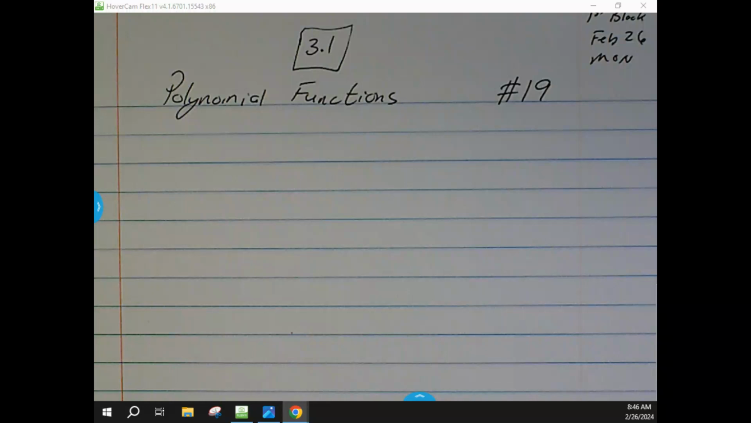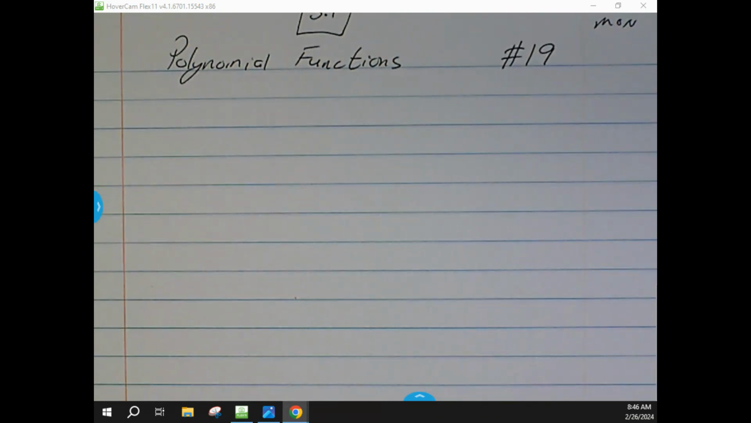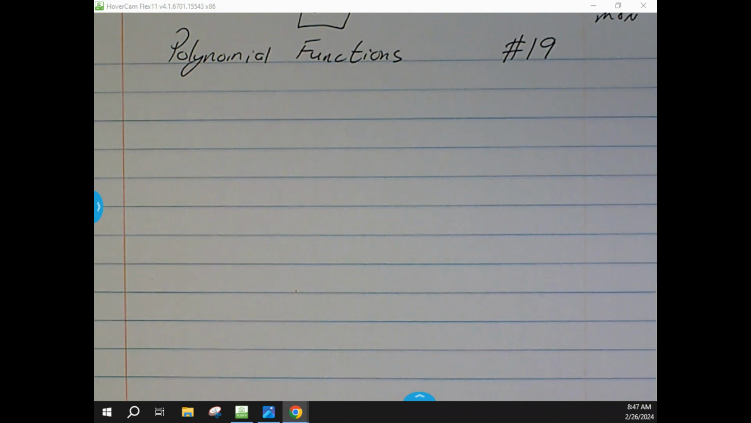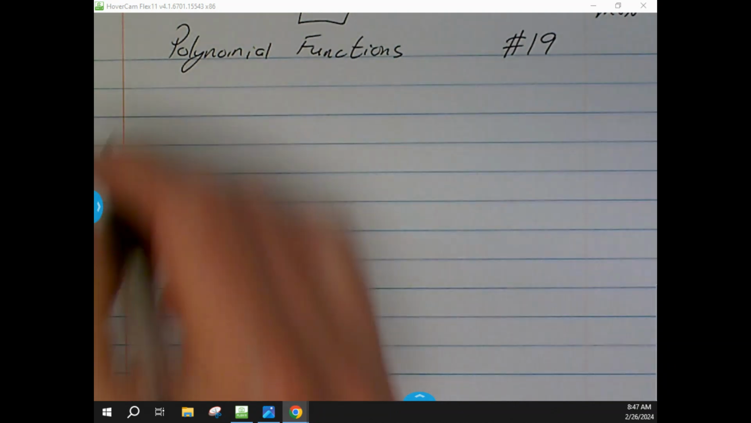So polynomial functions is what we're looking at today. And the biggest thing for this one is it's kind of backing up and doing some things that we already know. So again, there's one kind of new thing we've got to do, but even that one is basically just looking at the chart.